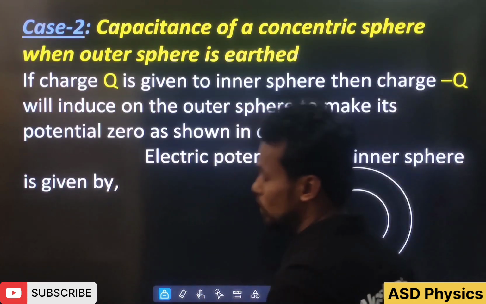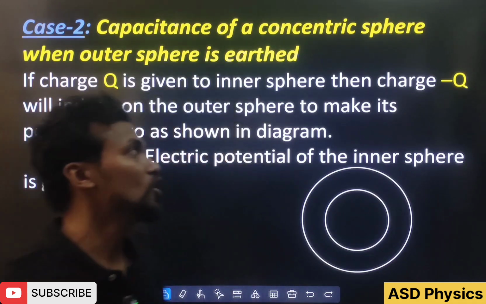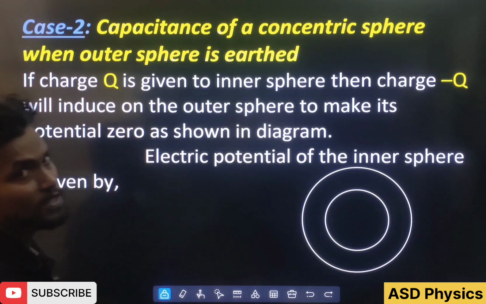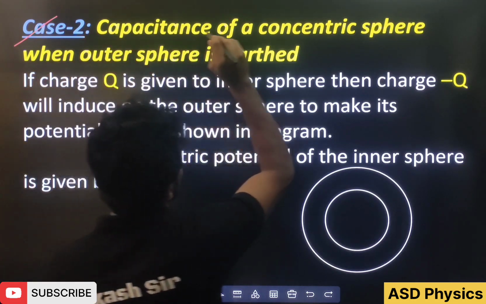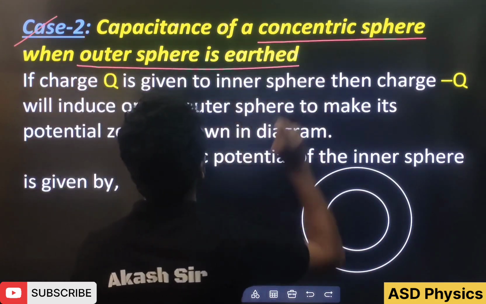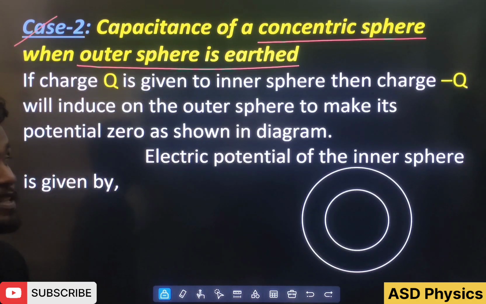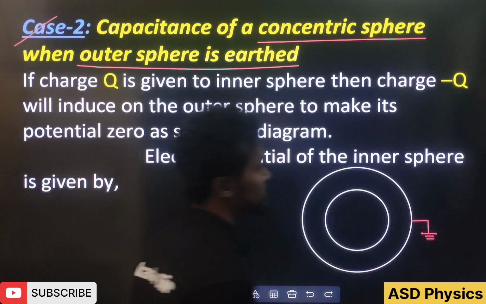Students, here we have done the case 1, when only one isolated sphere was there. Now after that we are going to see case 2, concentric spheres. See here, capacitance of a concentric sphere when the outer surface is earthed. Outer surface is earthed, so here it is this one.